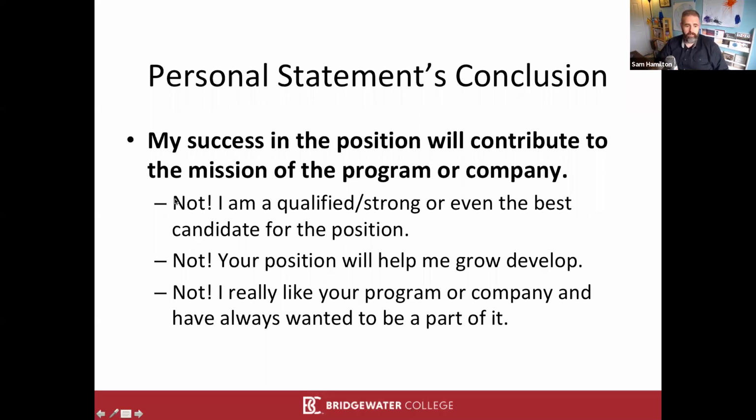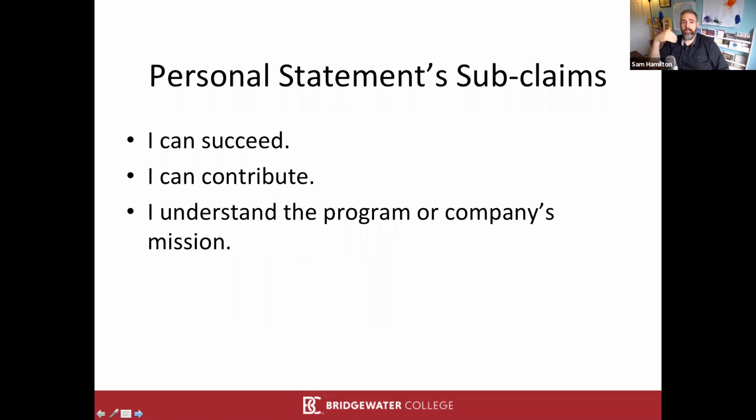So how do you support that claim? Well, you need to make your reasons prove these things. One, I can succeed, right? That is to say, you need to be able to point out that you have had success in the past, right? You've been successful in an internship. You've been successful in a job. You've been successful in your coursework. You've been successful in your research projects.